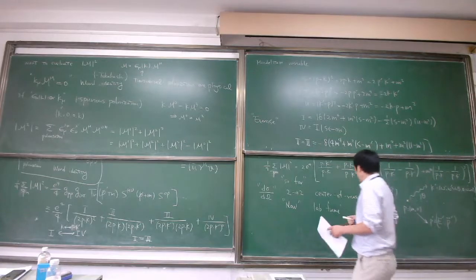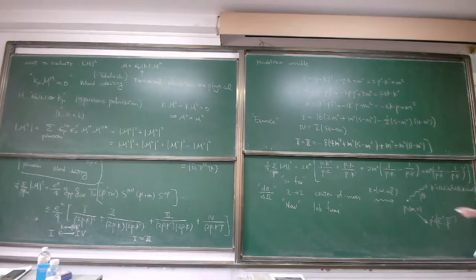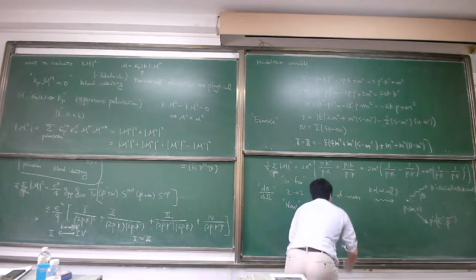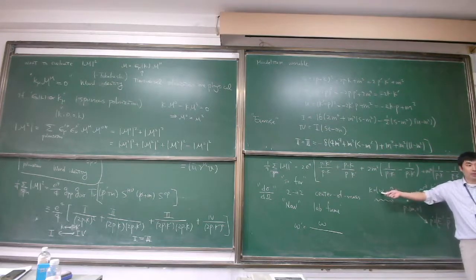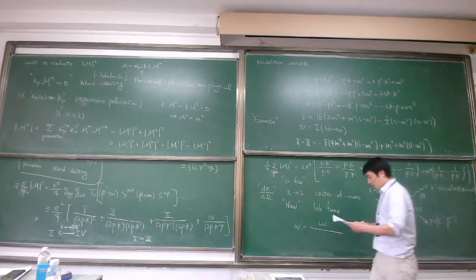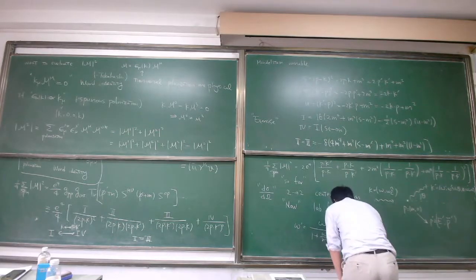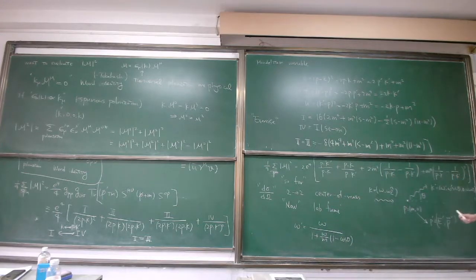So first of all, I'm not going to give you all the detail. The relation between omega and omega prime is given by this: omega is the energy of the initial photon, and omega prime is the energy of the final photon. Since they interact with the electron, there's some change from omega to omega prime. This is given by 1 plus omega over m times 1 minus cos theta. So this is the relation between the initial and final photon energies.